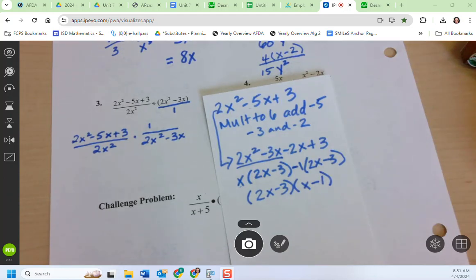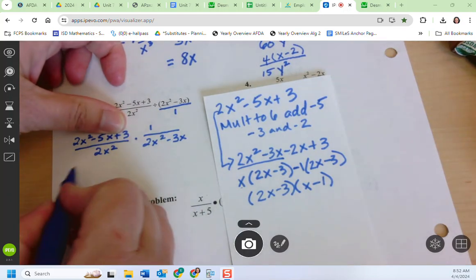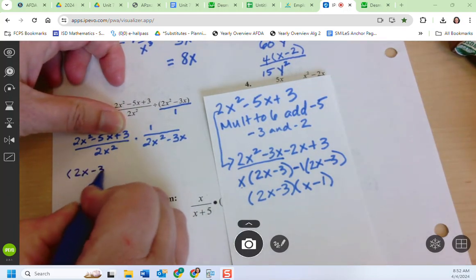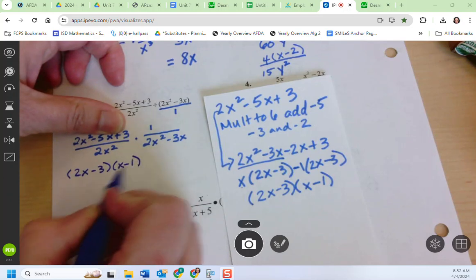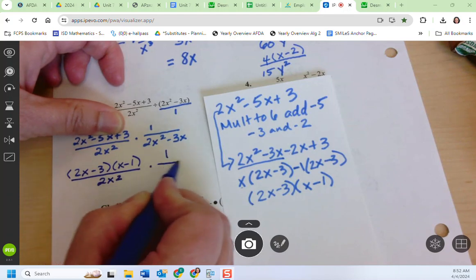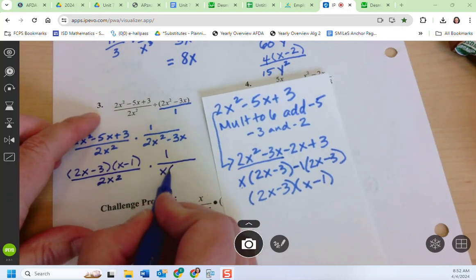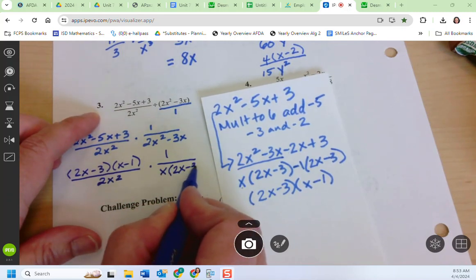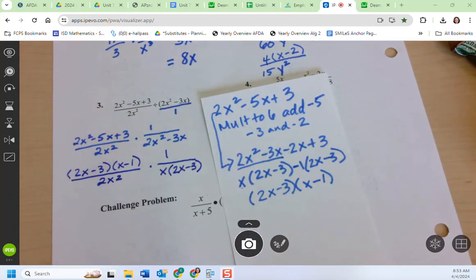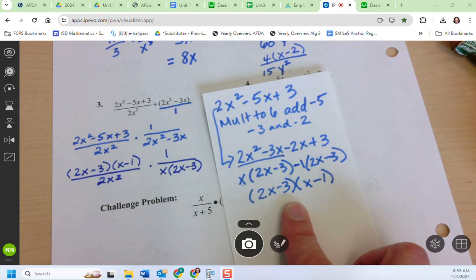I'm going to leave that there because I know it takes a minute to digest that. So now that I've factored that, I'm going to replace 2x squared minus 5x plus 3 with its factors, 2x minus 3, x minus 1. And then here I can factor out a common factor of x. And I end up with 2x minus 3. Is anybody still writing this one down? Okay.